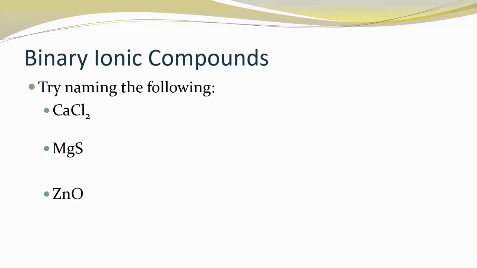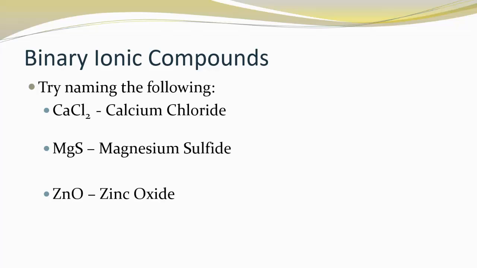For the second one, you have magnesium. Magnesium and sulfur would make magnesium sulfide. And the last one, zinc and oxygen, would make zinc oxide. If you notice, again, same pattern for all these. It's metal, it's the first one, and then the non-metal with "ide" at the end.